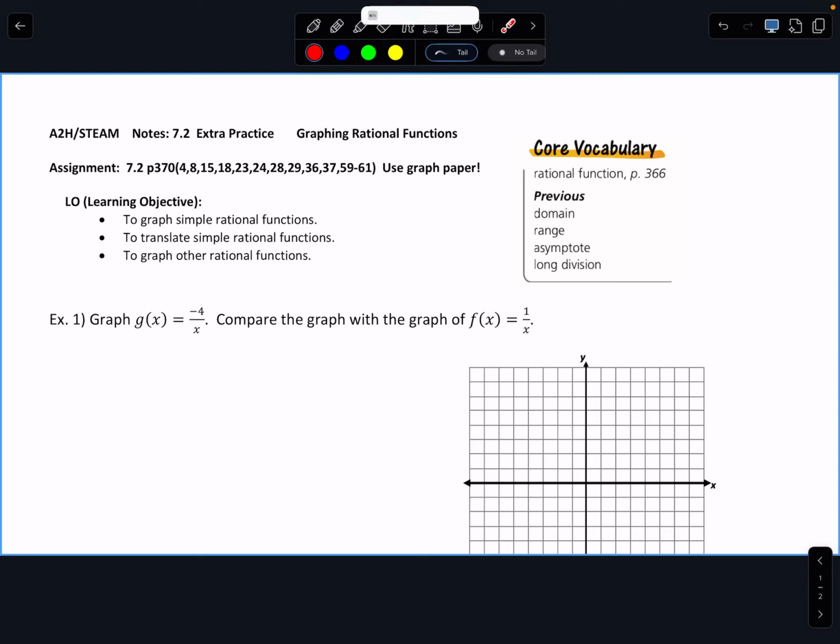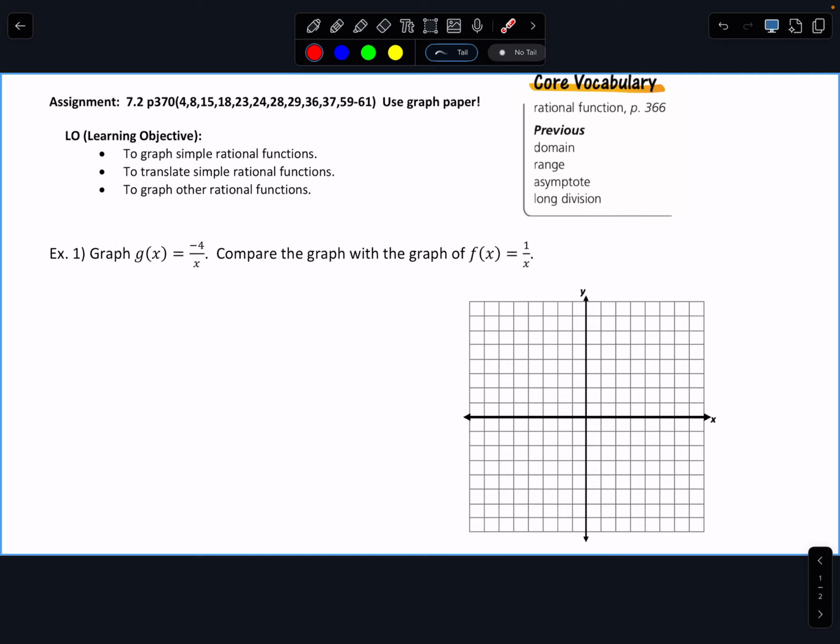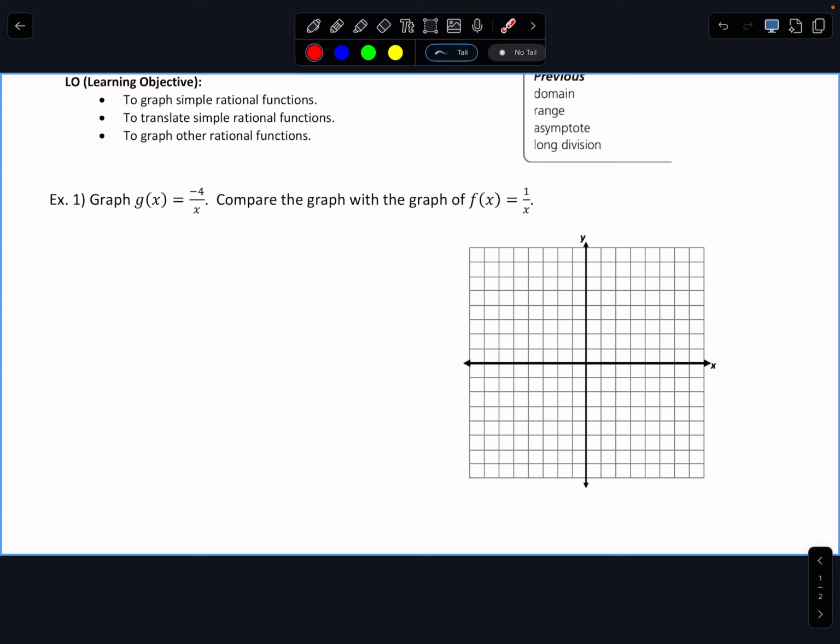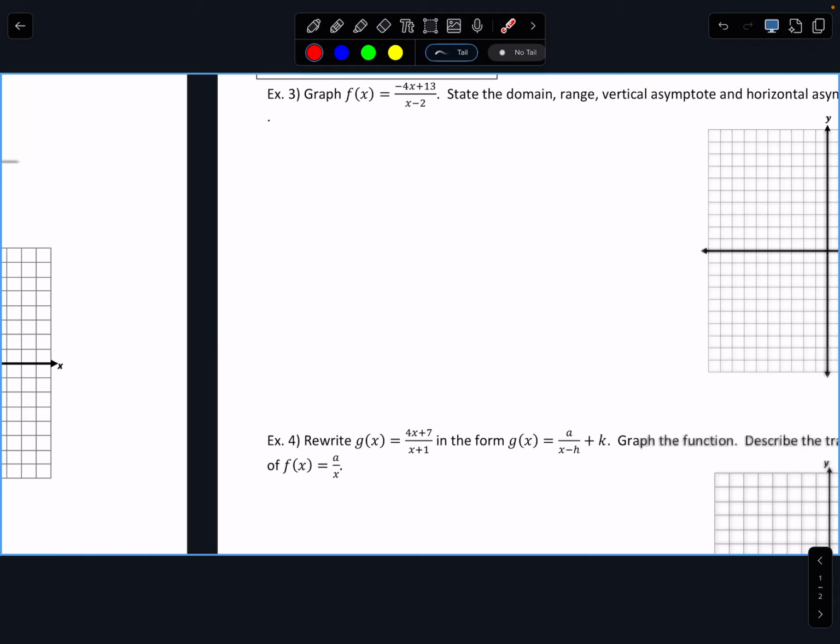Today we are doing 7.2 extra practice, just to practice some more on those graphs and to emphasize what I want on each different type. And so we have this rational graph in example 1, g of x is negative 4 over x, and it says to compare with f of x.